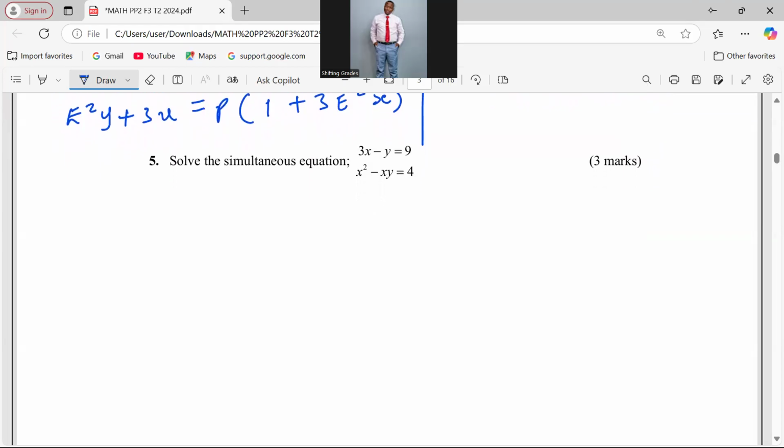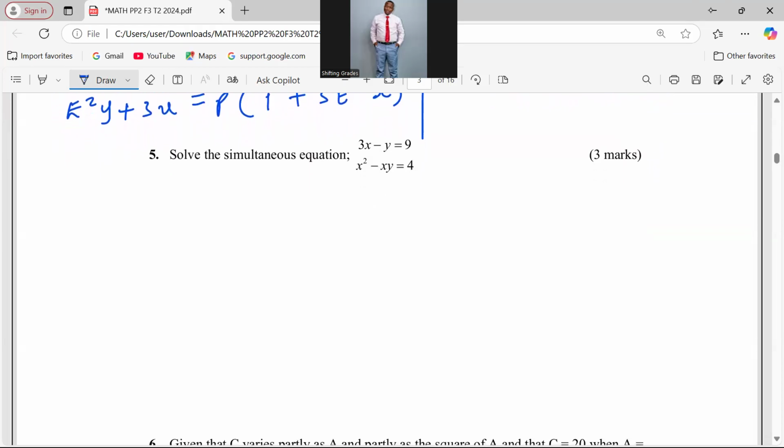Number 5, solve the simultaneous equation 3x minus y equals 9, x squared minus xy equals 4. From this, we cannot use the elimination method because the powers of x are different. We can rush to what we call the substitution method, whereby if this is 1, this is 2.